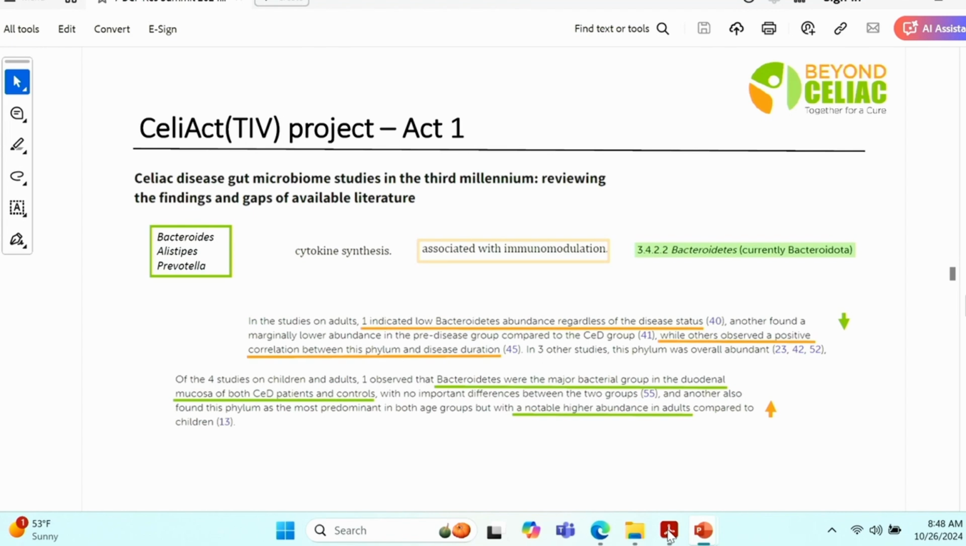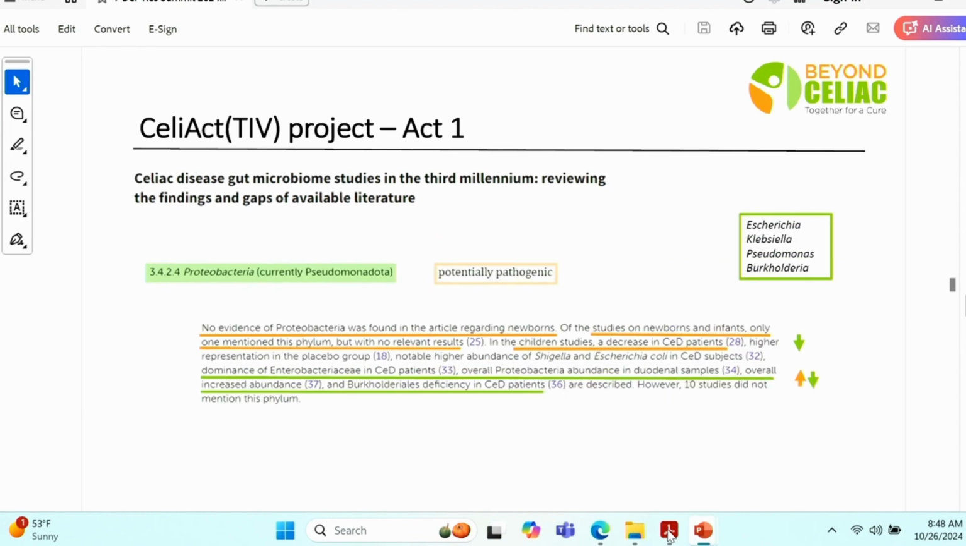And this is an example for other phyla, in this case bacteria. The same thing happens. In some studies it was decreased, in other studies it was increased, comparing celiac with the controls. And again the same thing: some decreasing, others increasing. So that's that. This was the first act, Act 1 in the project.